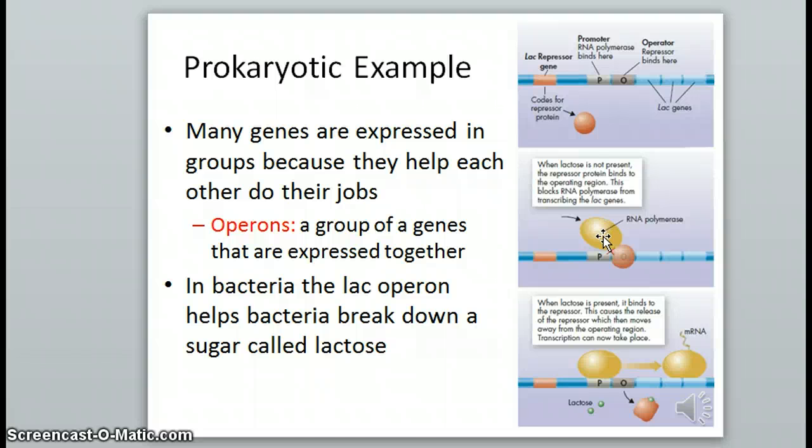A molecule of lactose binds to the repressor protein, which makes the repressor protein lose its grip on DNA, clearing the way for RNA polymerase. RNA polymerase will attach itself to the promoter region of the gene and begin its work. The promoter is a segment of DNA that acts like a signal to tell RNA polymerase where to begin.